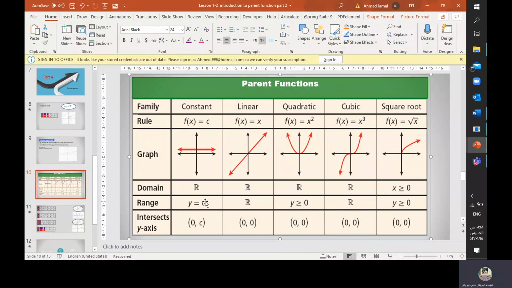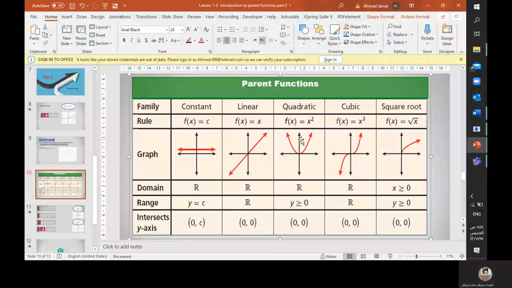Here, range is related to y. So look at the vertical line. I have some values, 1, 2, 3, 4, and so on. So all positive numbers, you can find them. Also -1, -2, -3, -4, -5. So all real numbers, I can find them.